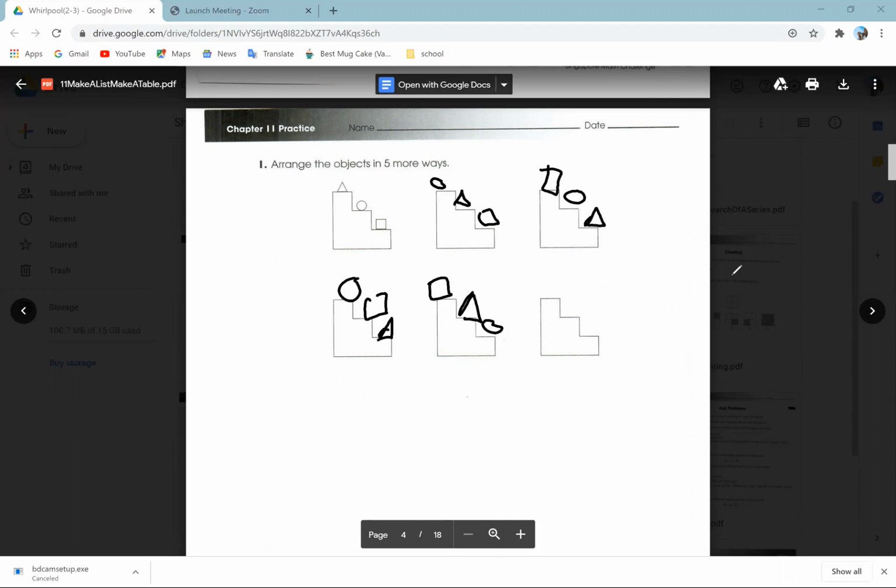I'm going to give you a couple minutes to see if you can figure it out. If you said triangle, square, circle, let's see. You are correct. I'm going to go ahead and clear this part.